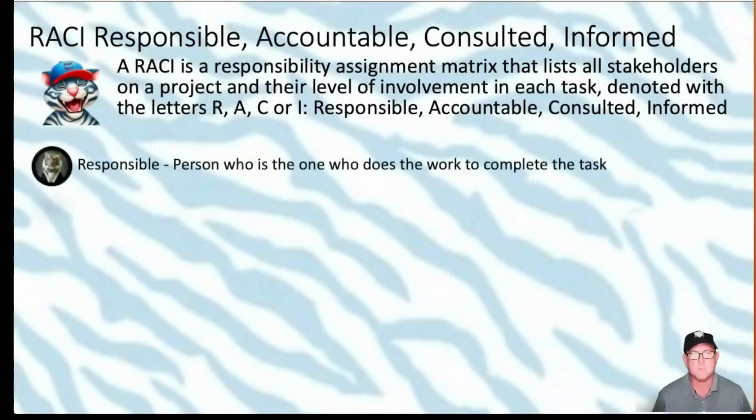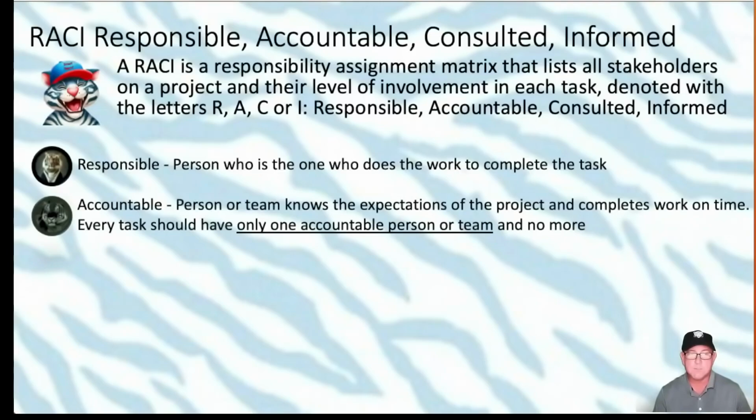So let's talk about the responsible person. This is the worker. This is the tiger who gets the thing done. They complete the task. Then you have someone who's accountable. They're more of a team leader. A lot of times in programs, I would be accountable for many of the tasks.